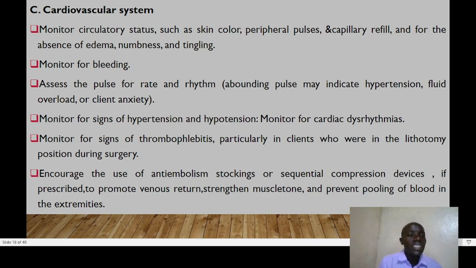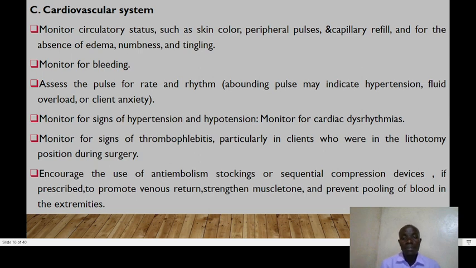On cardiovascular system, you need to monitor cardiovascular status, such as the skin color, peripheral pulses, capillary refill, and the absence of edema, numbness, and tingling. You also need to monitor for bleeding. Signs could include somebody who is swallowing something, somebody who is having epistaxis, and others who may be having GIT bleeding. Also need to assess for the pulse rate and rhythm.